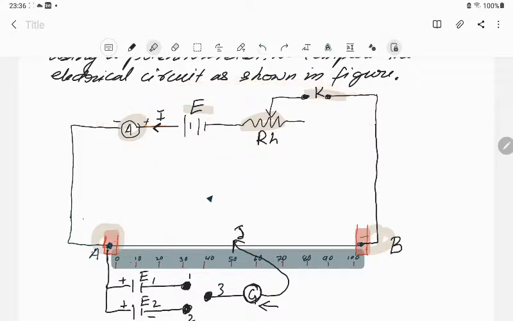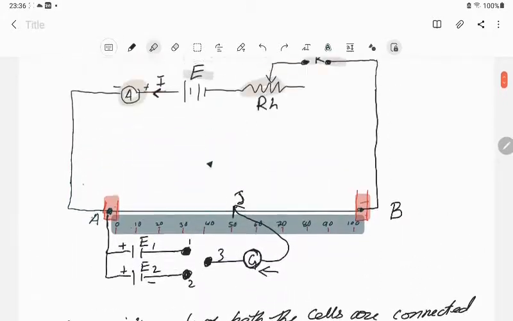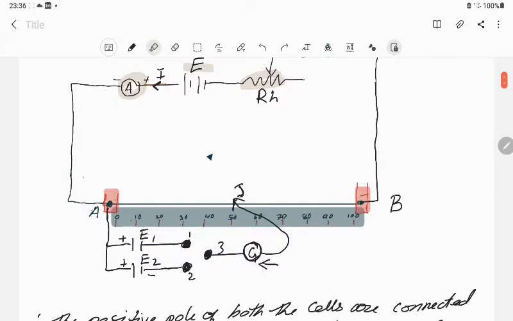So in physics, don't just write the diagram. You have to describe the diagram also. Most of you are not describing the diagram, so that is why I don't give marks. Last year also I have not given any marks to those who did not write anything about the diagram.